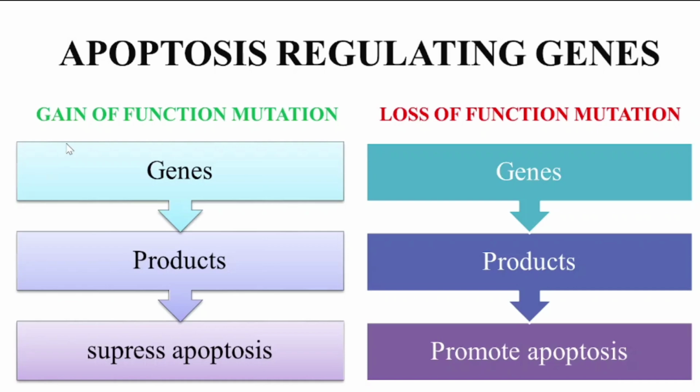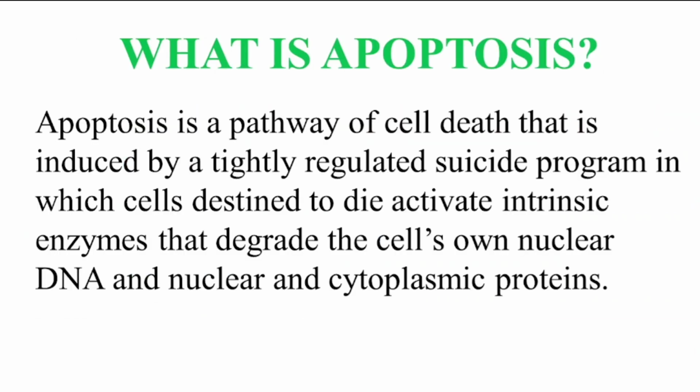So if there is gain of function of the products which suppress apoptosis, more and more cell proliferation will occur and carcinogenesis can occur. If there is loss of function of products which promote apoptosis, what will happen? Again the cell proliferation will occur. So to understand this, you must know the definition of apoptosis.